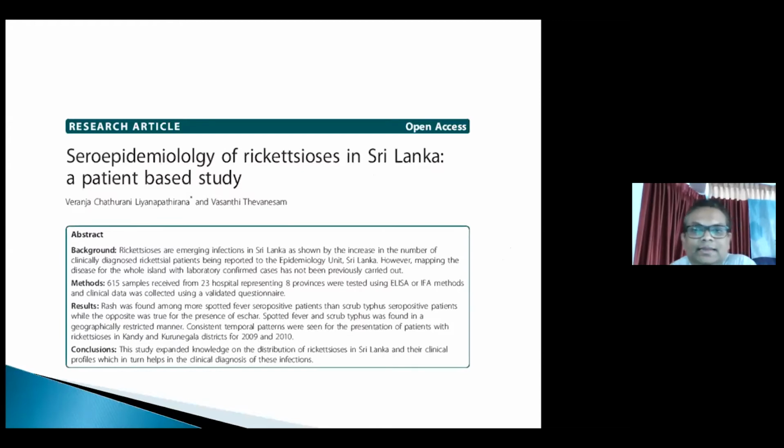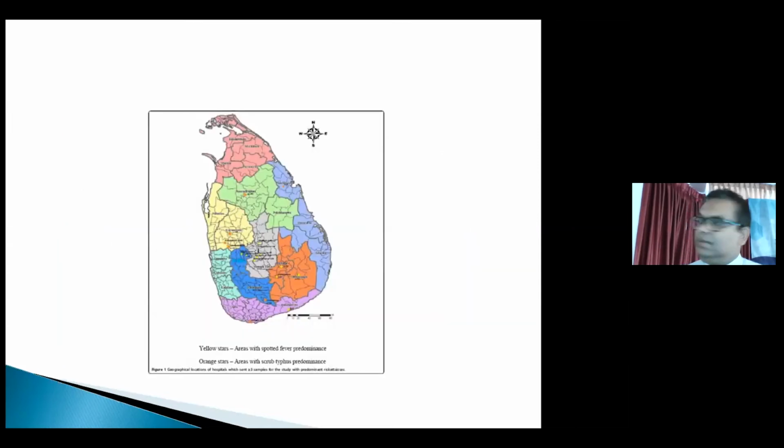Now, this is one of the important studies again, done by two researchers from the University of Peradeniya. In this study, they tried to find out the epidemiology of rickettsioses in Sri Lanka. This study was published in 2014. What they did was analyze 615 samples received from 23 hospitals representing 8 provinces, tested using ELISA with an indirect immunofluorescence reference method, to find out the pattern of cases found in Sri Lanka. That again confirmed previous studies' findings.